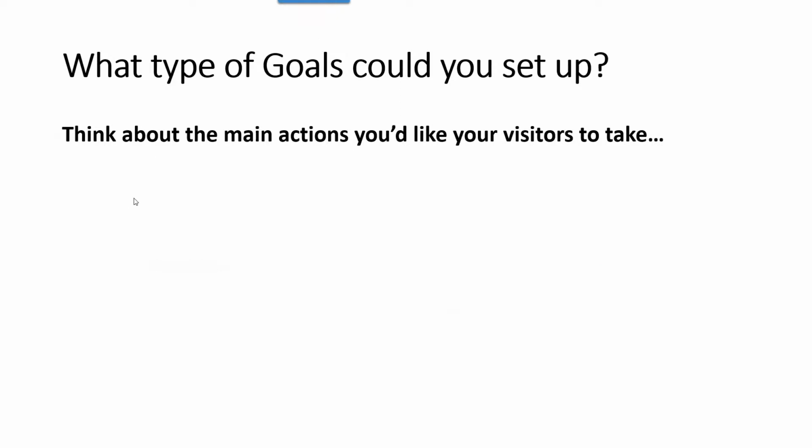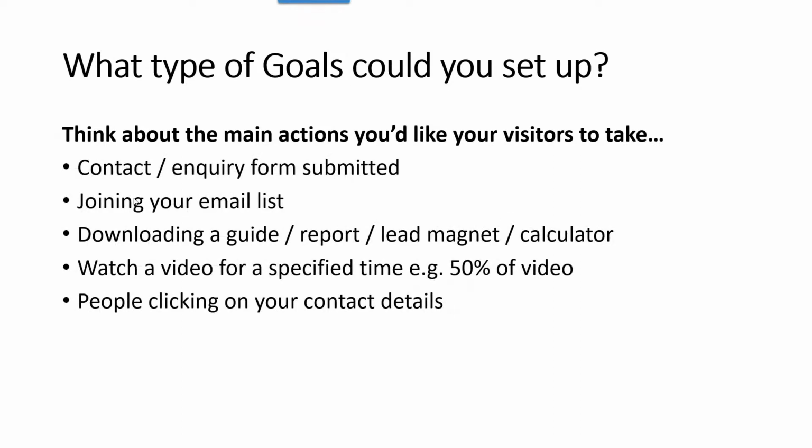And for yourselves as accountants and bookkeepers, think about the main actions you'd like your visitors to take on your website. Some of you may just want people to submit an inquiry form. What you can do is set up a goal that fires every time somebody successfully submits an inquiry form. It might be they've got a mailing list, or you could set up a goal that's tracking every time somebody downloads a guide, a report, lead gen, some kind of calculator. Or it might be that you've got videos and you want to track a goal every time somebody watches 50% of the video.